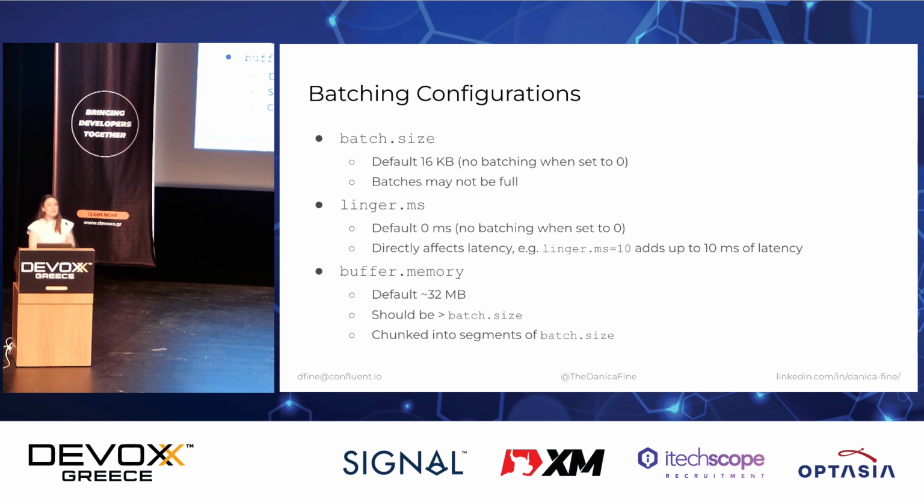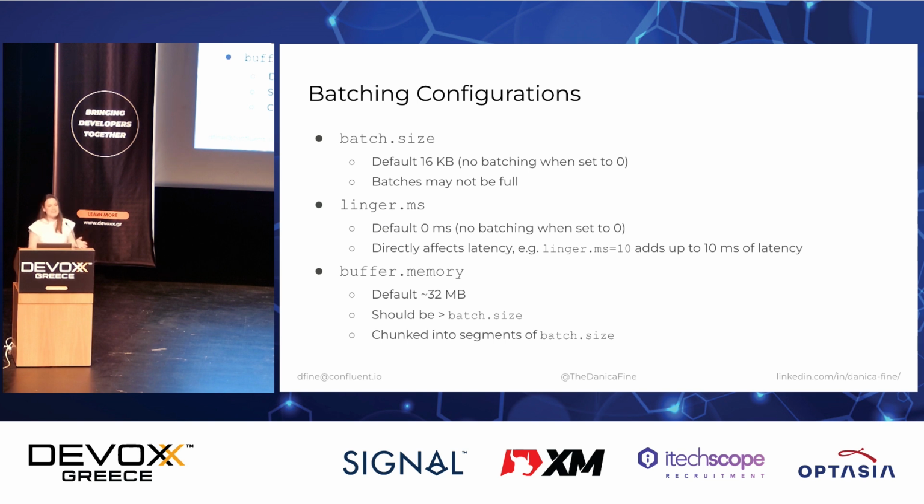The default here is 16 kilobytes, and a few extra things to know. If your records are actually larger than this batch size, this is why it's important to know what your data looks like, they're not going to be batched. We've already breached the batch size, so we're just going to send every record. If the value is set to 0, we're also not going to batch.